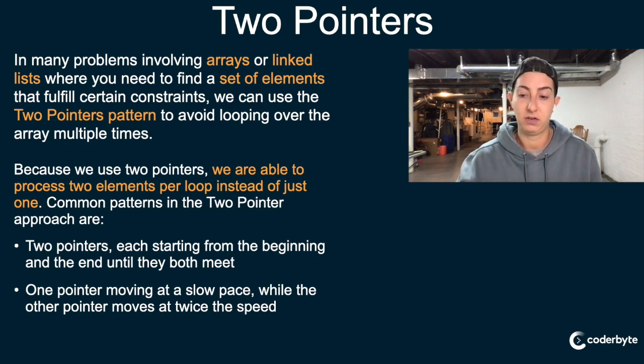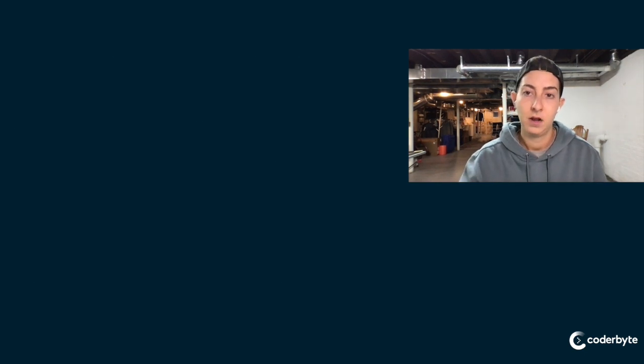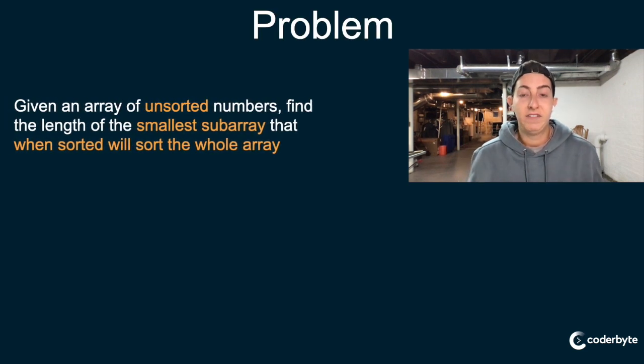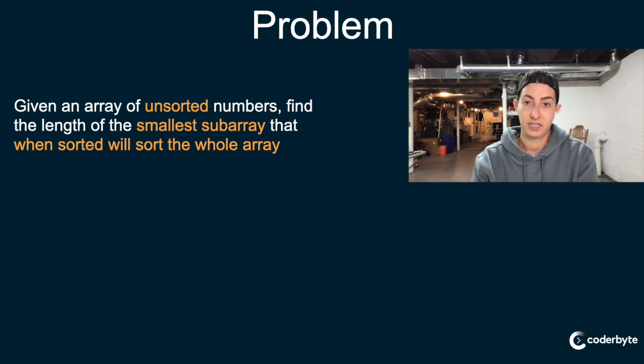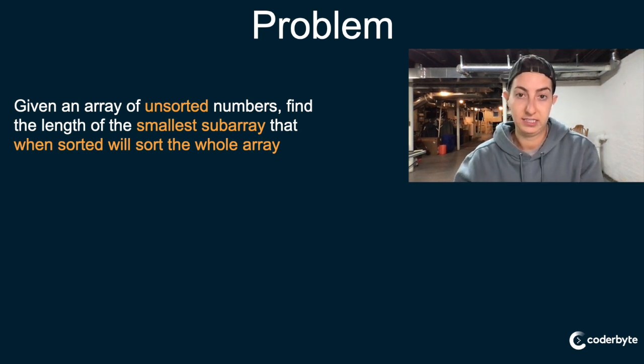But for this week, we are going to continue to stay within this first sub pattern, which is two pointers, one moving from the beginning, one moving from the end, and kind of converging towards the middle, depending on the problem. Okay, so what's this week's problem? Given an array of unsorted numbers, find the length of the smallest subarray that, when sorted, will sort the whole array. So this is kind of difficult to imagine without an example, so let's look at an example.